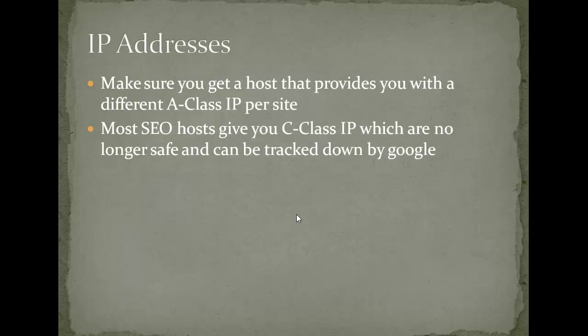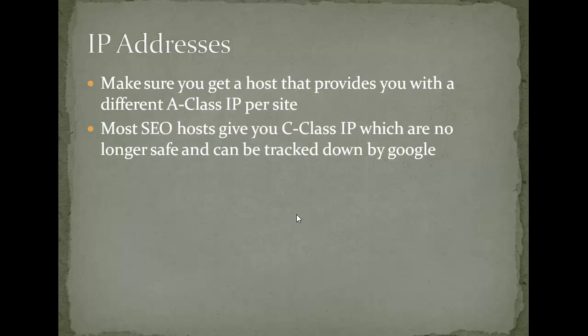So first of all, IP addresses. The main thing I look for in hosting companies is what kind of IP addresses they provide. So many people in the past were using something called C-class IP addresses, and this is not as safe as it used to be, and I stay away from C-class at all costs. I'll show you an example of C-class and A-class IP addresses in the next slide, just in case you're not that technical. But when it comes down to it, always get A-class.